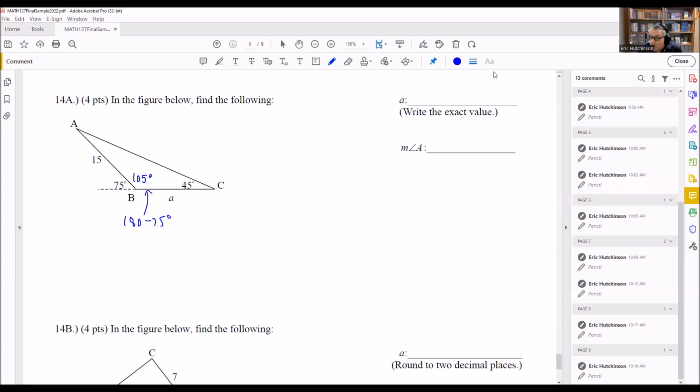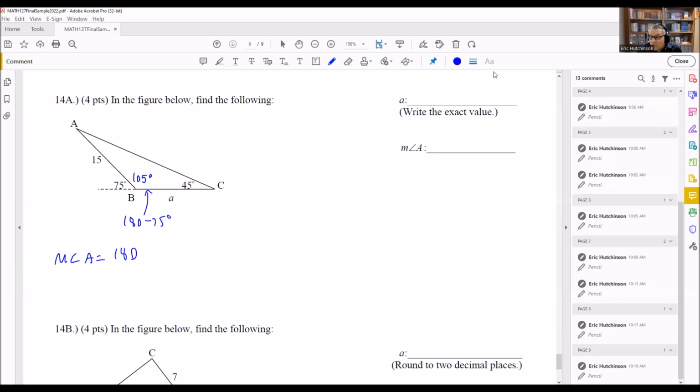Now the measurement of angle A, I'll do that here. Measurement of angle A is going to be, we can find that by knowing that the sum of all the angles in a triangle has to add up to 180 degrees. We already have 105 and we have a 45 in there. So you're going to take 180 again.